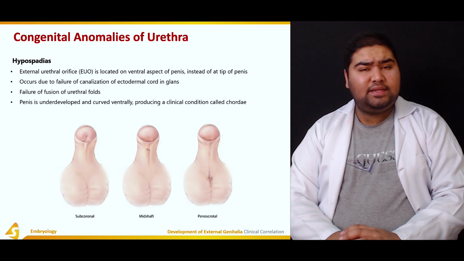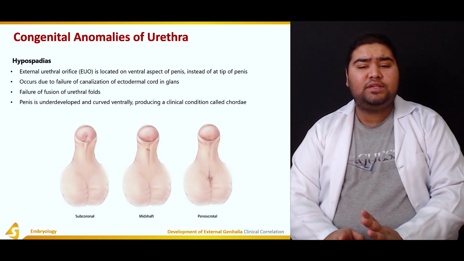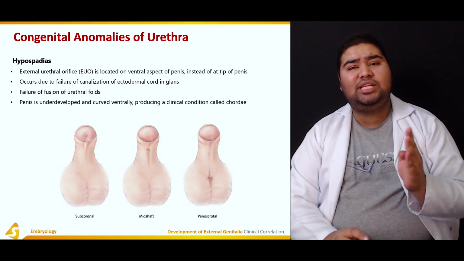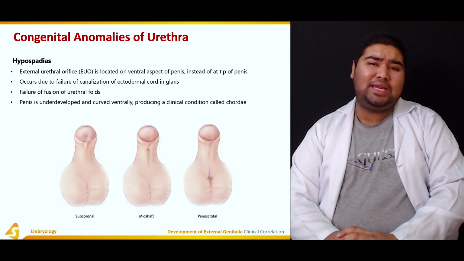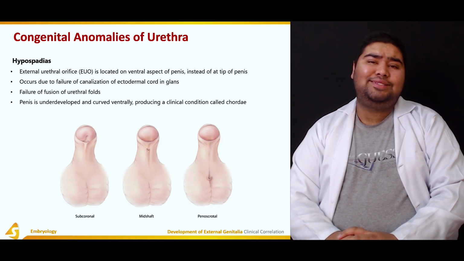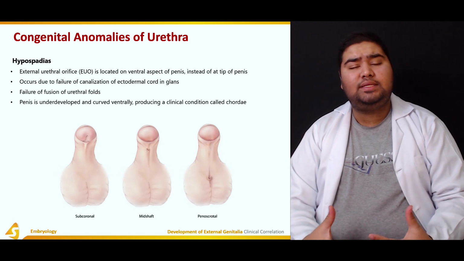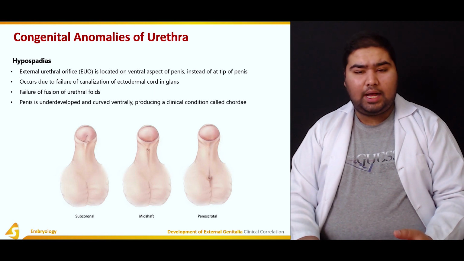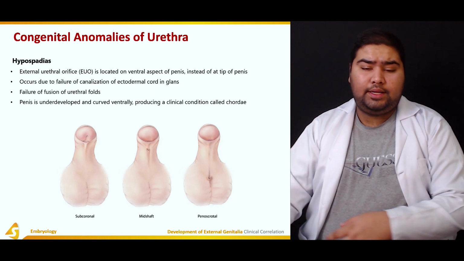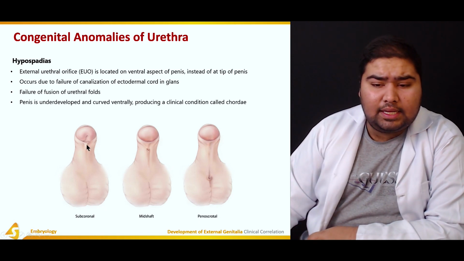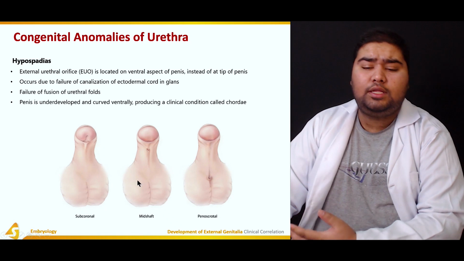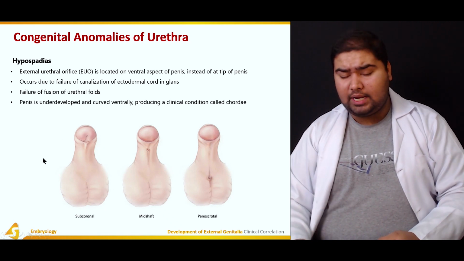So the penis is usually underdeveloped and curved ventrally, producing a condition which is known as ventral chordee. Chordee is actually the curvature of the penis. So the penis might be curved, which is known as chordee, and usually the penis is underdeveloped. That is actually the reason why hypospadias may occur. So, referring to the figure, this is a normally developed penis. However, the opening lies towards the ventral aspect. These are the various types of hypospadias, which will be taken up in the next slide.